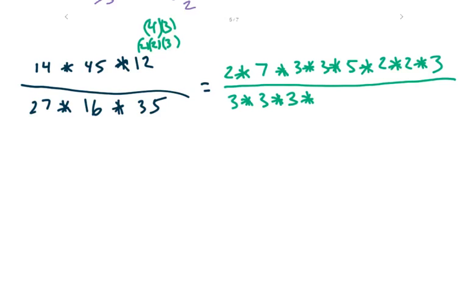16, I think most people think of 16 as 4 times 4, but 4s are 2 times 2. So this is 2 times 2 times 2 times 2. In other words, 2 to the 4th is 16. You want to know that. You see 16 as 2 to the 4th in future math courses all the time, so you want to get comfortable with that. 35 is just 5 times 7.